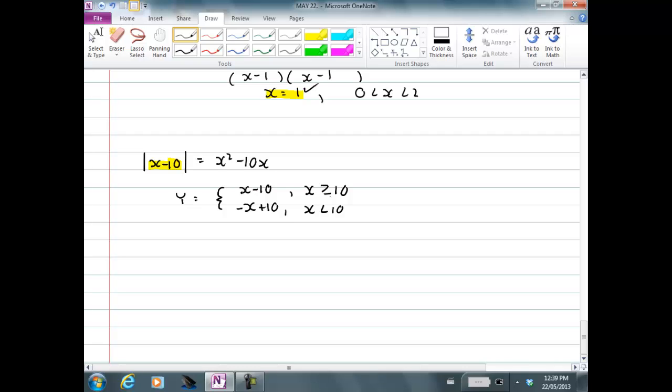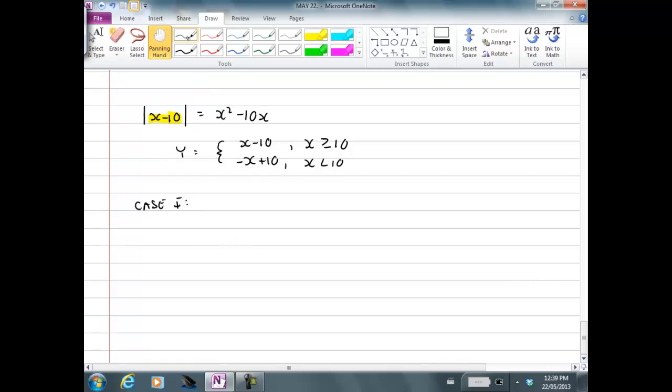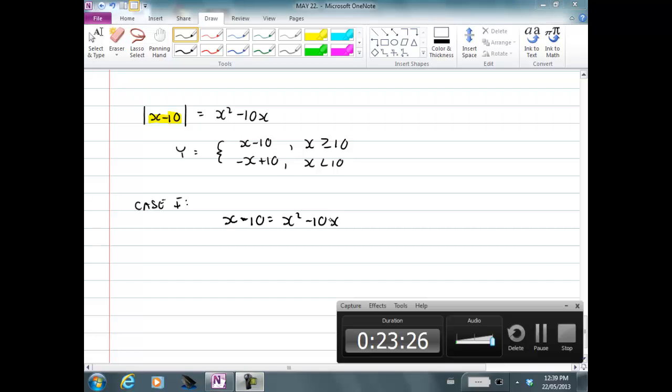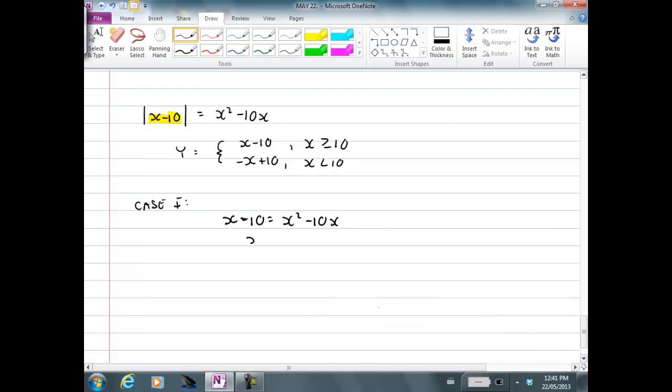Now, I have to case this. Case 1. The positive case, which is x minus 10 equals x squared minus 10x. I'm going to pause it again and just let you finish this. Go. I always like to have x squared by itself, and the key is positive x squared minus 10x minus x plus 10. X squared minus 11x plus 10. This is equal to 0.